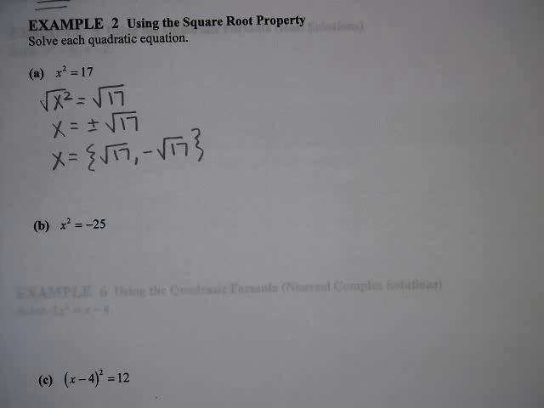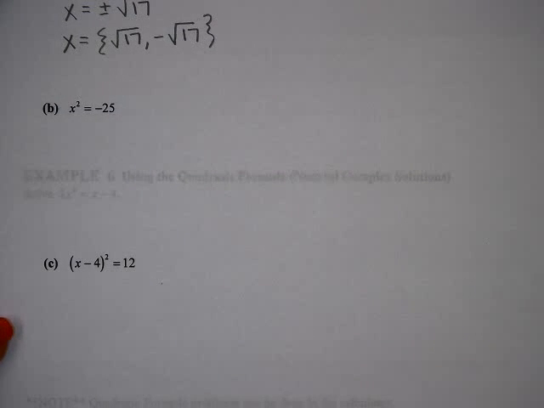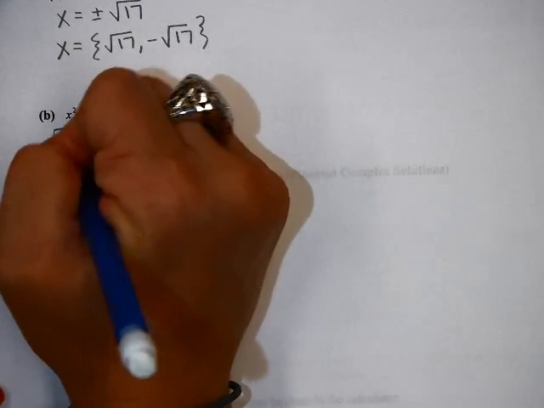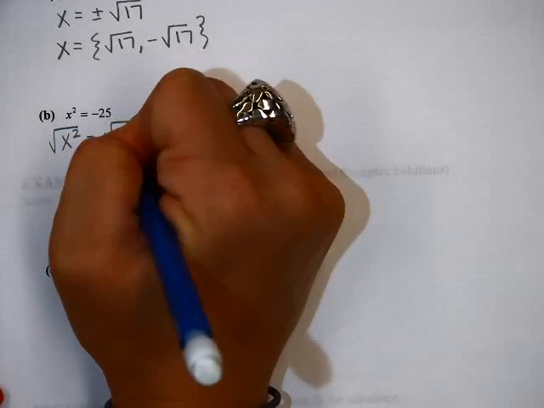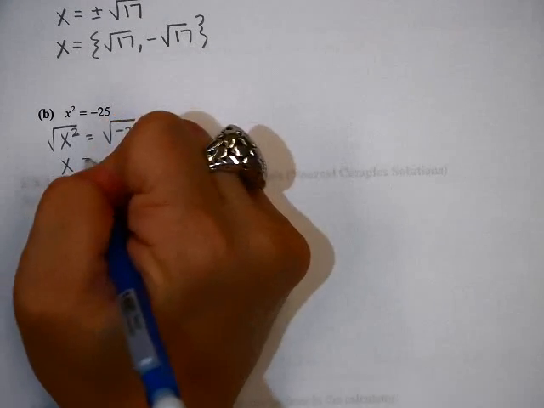For part B of example 2, we have x squared equals negative 25. You will start this the same way by taking the square root of both sides. So we have the square root of x squared equals the square root of negative 25. And the square root of x squared is x.